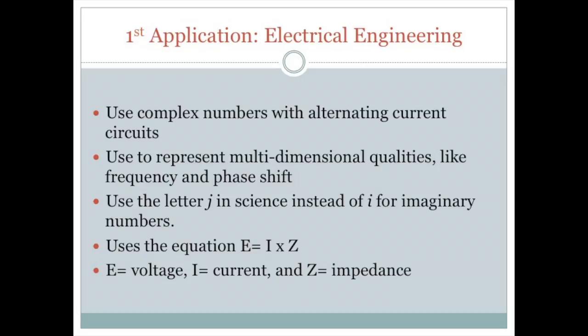Electrical engineers use the equation E equals I times Z, where E equals voltage, I equals current, and Z equals impedance or resistance. The answer is given in complex form using ohms as a unit.